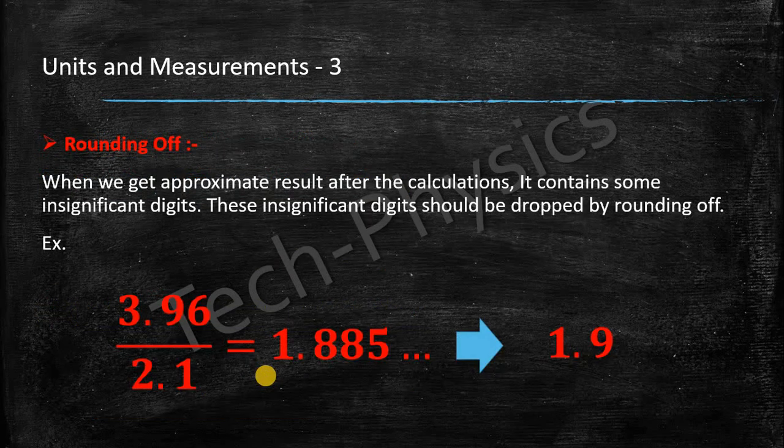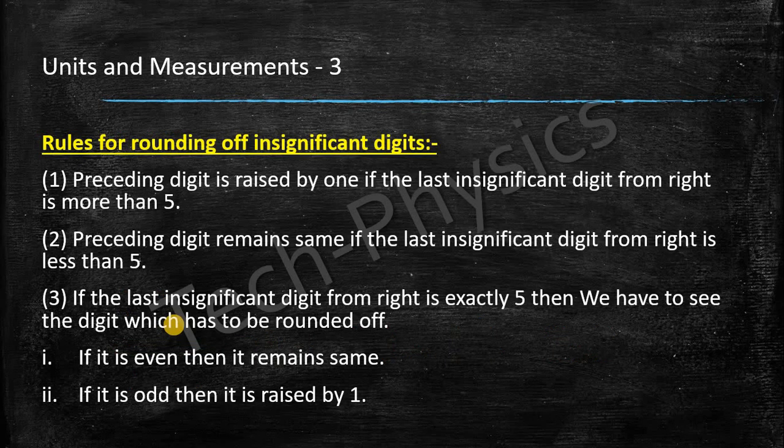Now let us see the rounding off. We have already seen what rounding off is. Rounding off is nothing but removal of the digits which are insignificant. This is the process of rounding off. So let us see the rules. The first rule was, the preceding digit is raised by 1 if the insignificant digit from the right is more than 5, and if it is less than 5, then we keep it the same, so it remains unchanged. And if the last insignificant digit is exactly 5, in that case we will see the number which has to be rounded off. If it is even, then it remains the same, and if it is odd, then it is raised by 1.